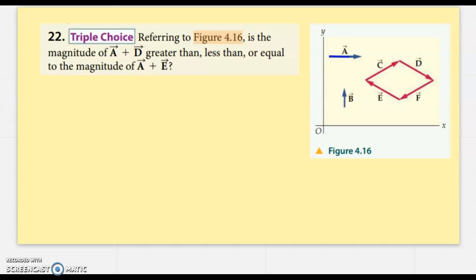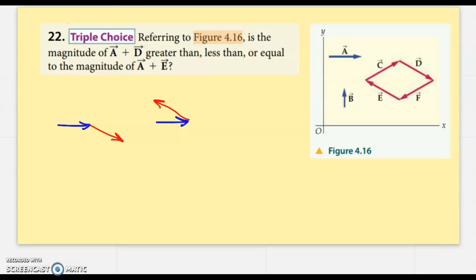So this is going to be my vector A. I'm actually going to do it twice. D, I will make in red like they did. And E is like so. Now you can see that D and E are the same size. They're just opposite directions. So here's a nice picture of A plus E, and here's a nice picture of A plus D.